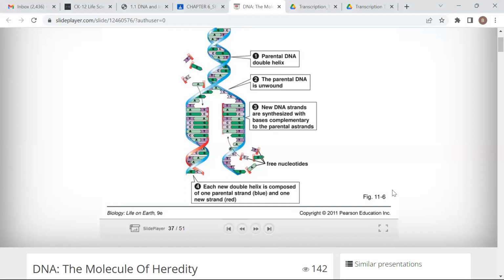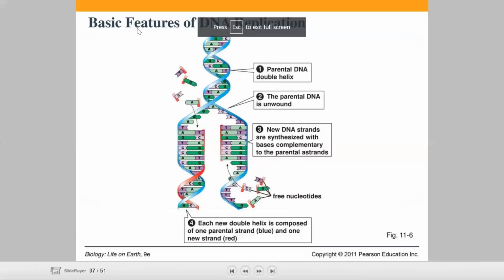Now, this is the diagrammatic representation of the basic features of DNA replication. The first is the parental DNA double helix. The second, this parental DNA should be unwound so that the new DNA strand can be synthesized with bases complementary to the parental strands. So the free nucleotides will join in here, of course, with the help of an enzyme called DNA polymerase, up until the end.